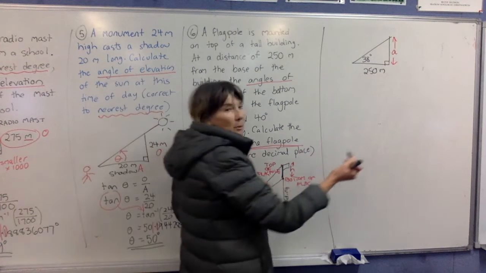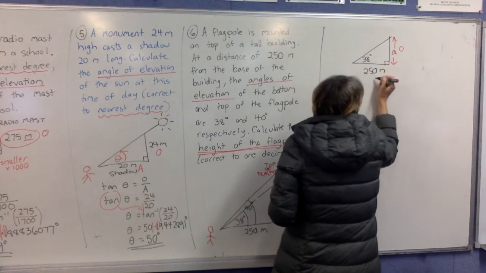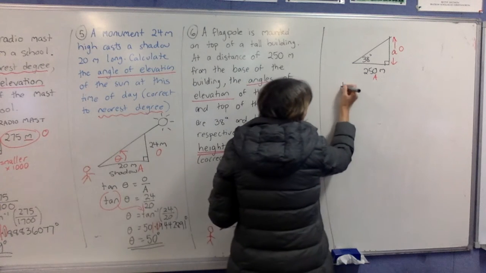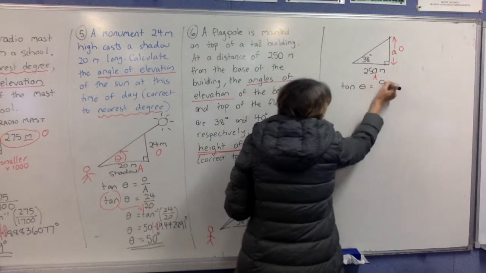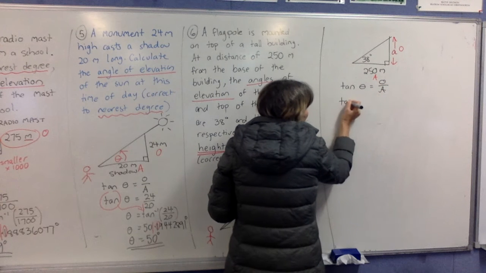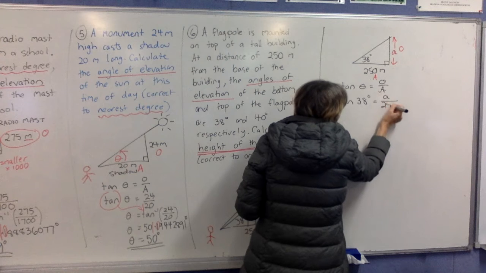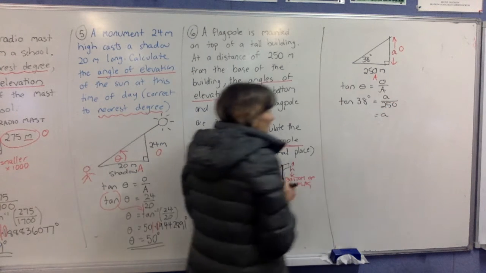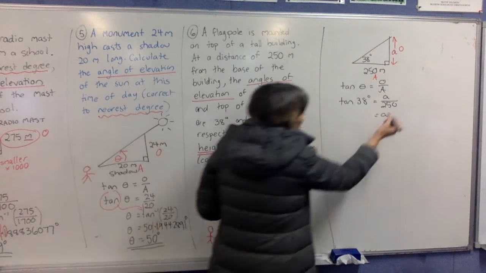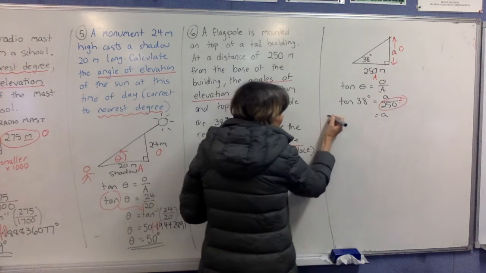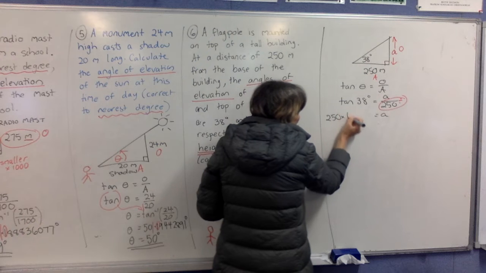All right, so let's label the sides. This is opposite, this is adjacent, and we're going to use tan and work this out. So tan theta equals O over A, tan 38 degrees equals A over 250. We want to get the A by itself, so we're getting rid of divided by 250. So let's come over here and do the opposite. Times by 250.